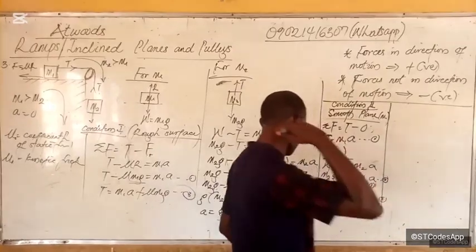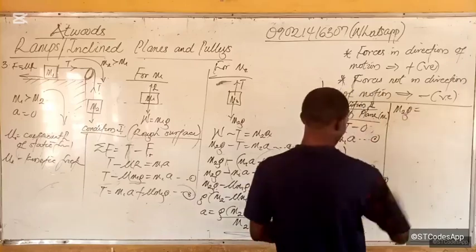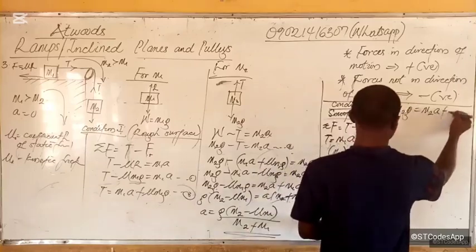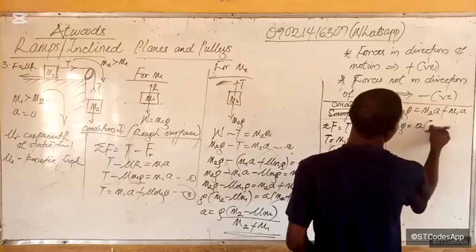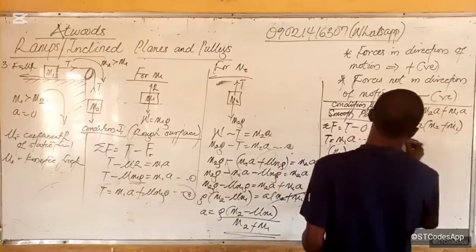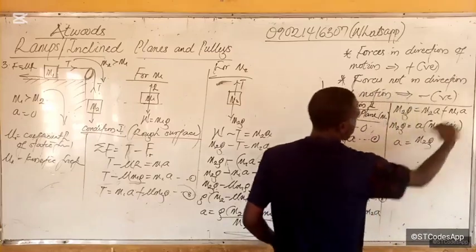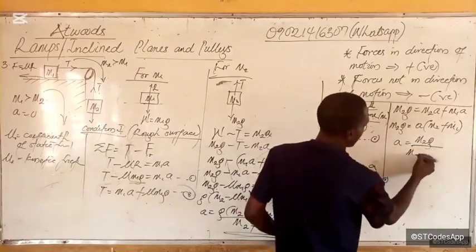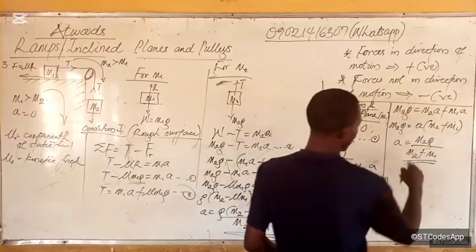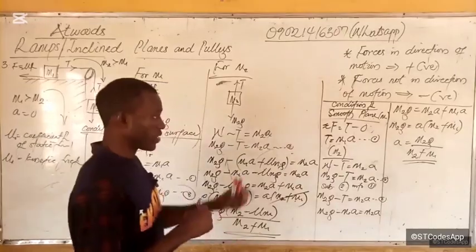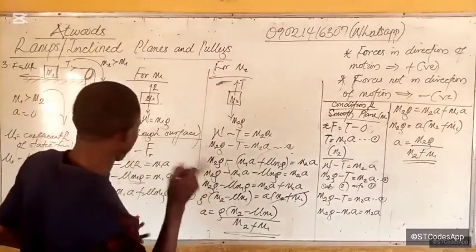So what we now have here is we want to make A the subject. So let's collect like terms. M2G will be equal to M2A plus M1A. So M2G will be equal to A into bracket M2 plus M1. So that A is equal to M2G over M2 plus M1, dividing both sides. If I look at it now, all of this we've been doing, from that first one that we did the other time, from inclined plane and all that, up to this one, M2 plus M1 has been our denominator.